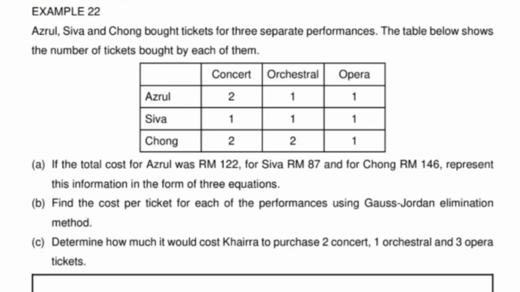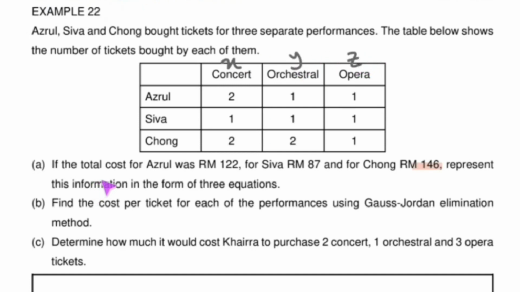Right, next. Right, example 22. Azrul, Siva and Chong bought tickets for 3 separate performances. The table below shows the number of tickets bought by each of them. Dah ditunjuk dalam jadual ni apa yang dia beli. Okay, kita boleh label lah, sebab tak tahu harga kan, tak tahu harga untuk each ticket. Okay, so kita boleh label yang ini sebagai X, yang ni Y, ni Z.